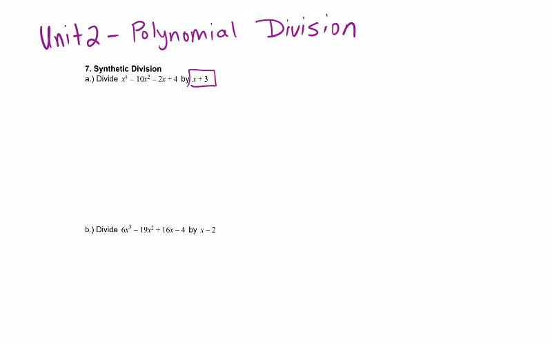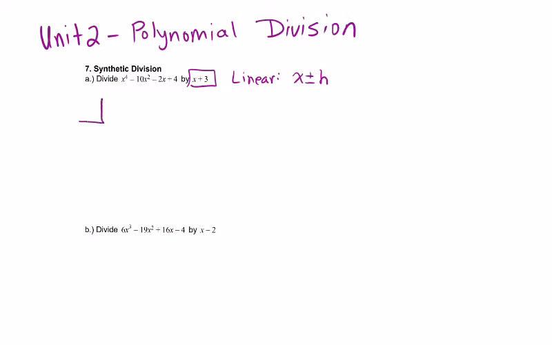Synthetic division you can only use if you are dividing by a linear equation, and it must be in the form of just x plus or minus an h value. If you have 2x plus 3, you can't do synthetic division. So it has to just be x plus or minus the number. So synthetic division is just another way to divide.